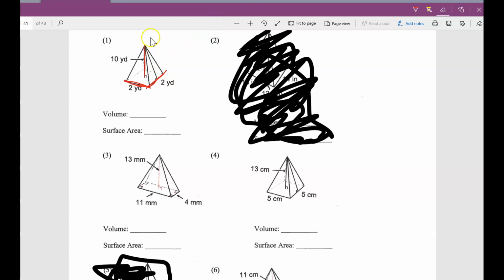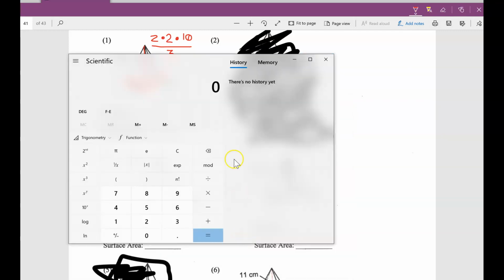So in number one, we're going to do our left to right measurement, which is 2. That's this guy here. Multiplied by our front to back measurement, which happens to also be 2. Multiplied by our floor to ceiling measurement, straight up and down, which in this case is 10. And then we're going to take that answer and we're going to divide it by 3 because this is a pyramid. Let's pull up the handy dandy calculator.